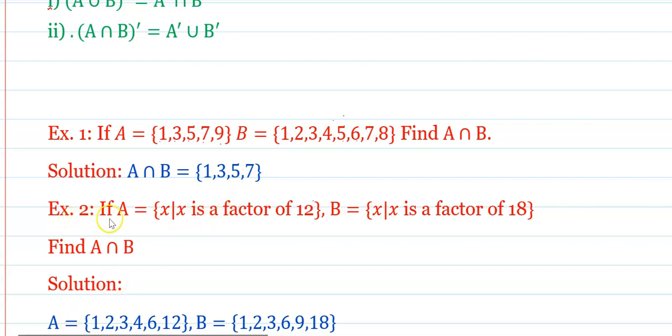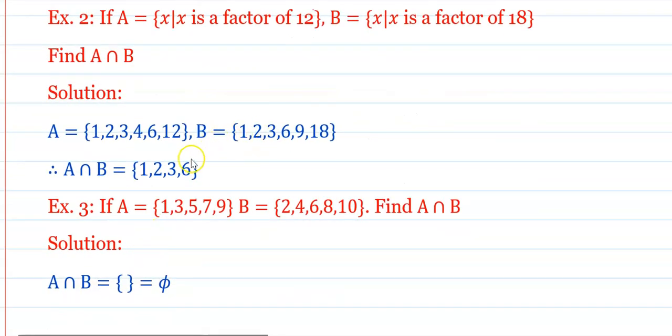Now the second example. If A = {x : x is a factor of 12} and B = {x : x is a factor of 18}. Find A intersection B. Now the factors of 12 are 1, 2, 3, 4, 6, 12. Okay. And factors of B, factors of 18 are. Factors of 18 means the numbers which divide 18. They are 1, 2, 3, 6, 9, 18. Now their intersection means their common elements: 1, 2, 3 and 6.